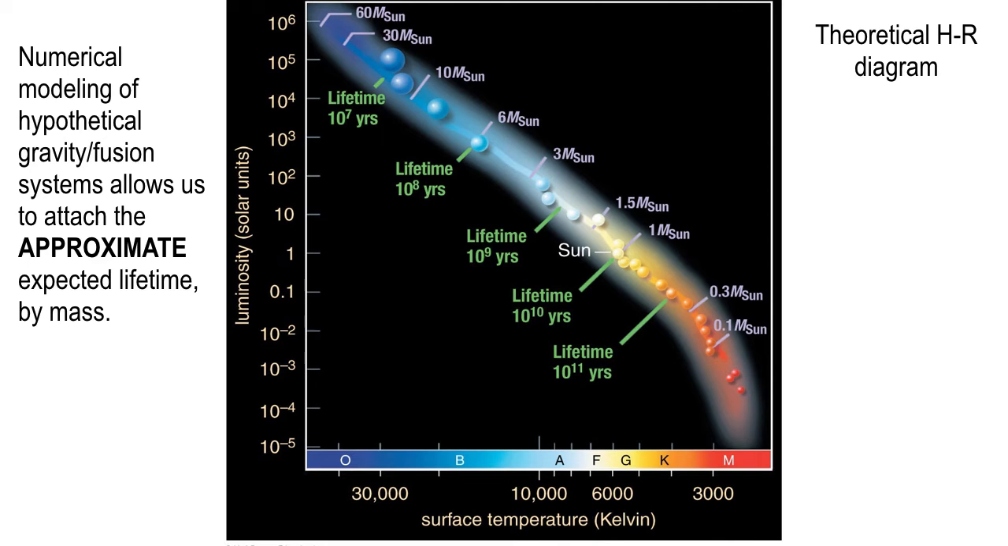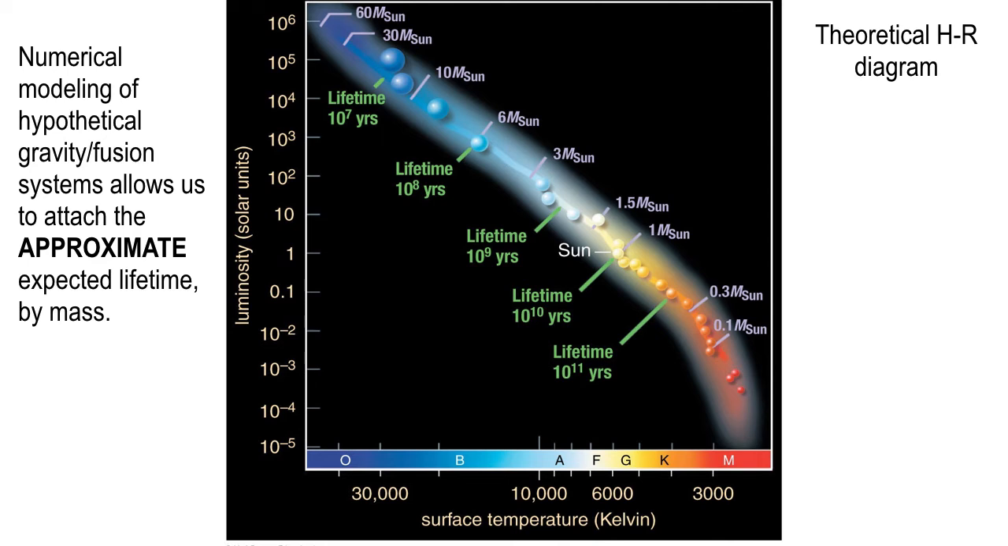And we know from numerical modeling, doing all the physics and the nuclear reactions, we can figure out the lifetime of the high mass stars up here, 60 times the mass of the sun in the upper left, the hot blue stars. And then here's the sun down here, 1 solar mass. And then here are the really little ones, the red ones, lots of them, 0.1 solar mass.